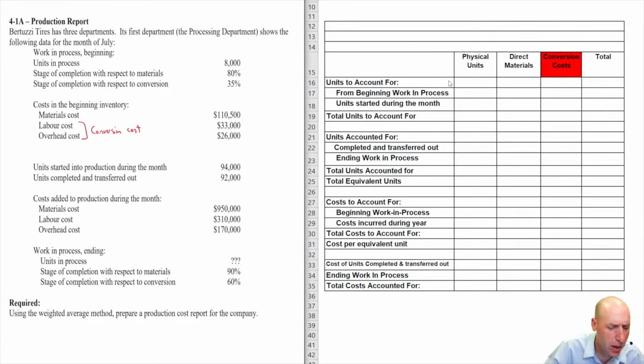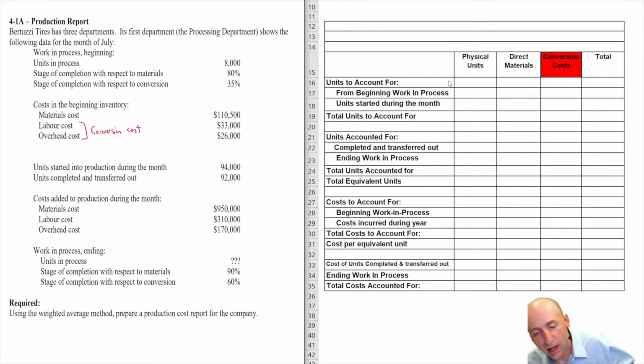Bertuzzi Tires has 3 departments. Its first department, the processing department, shows the following data for the month of July. Quick sidebar here. The way a production report tracks costs is not by job, not by individual unit, but by department. It says, okay, our production department will add this much cost to our unit. Then our mixing department will add this much cost. Then our packaging department will add this much cost. And you add the 3 cost reports together and you get a cost per unit. You figure out how much your thing costs, and knowing what your thing, whatever it is you sell, costs is a really useful thing to know.